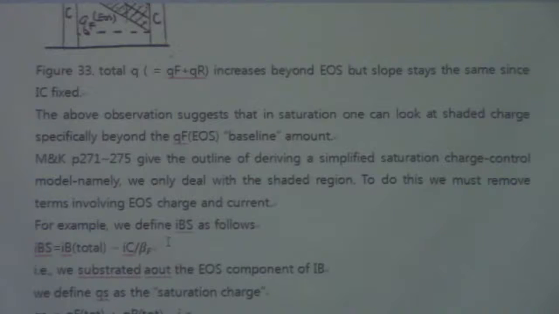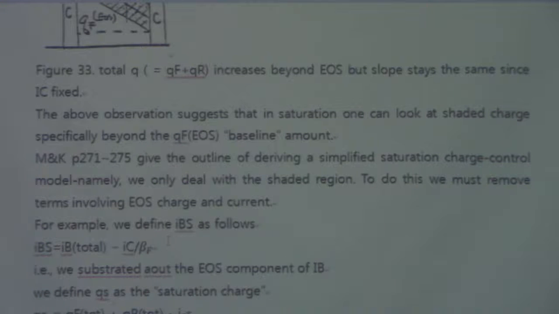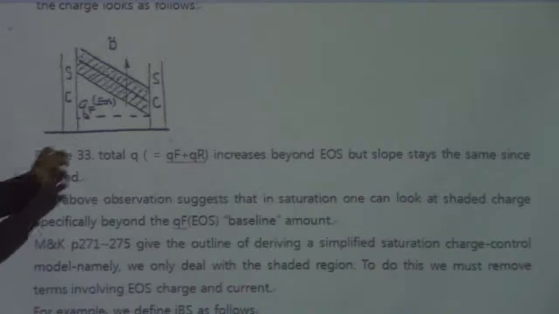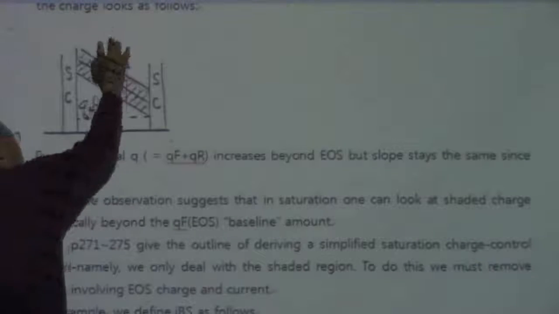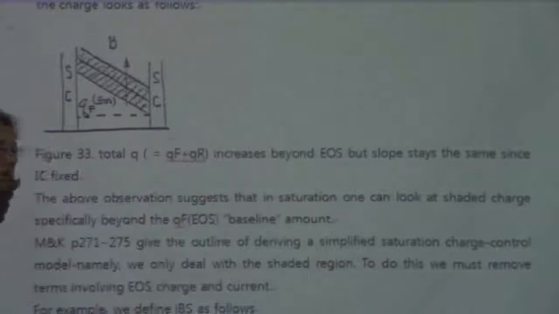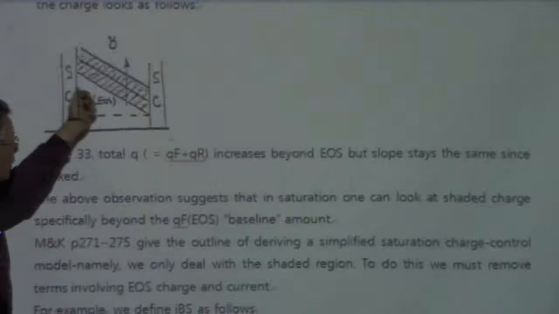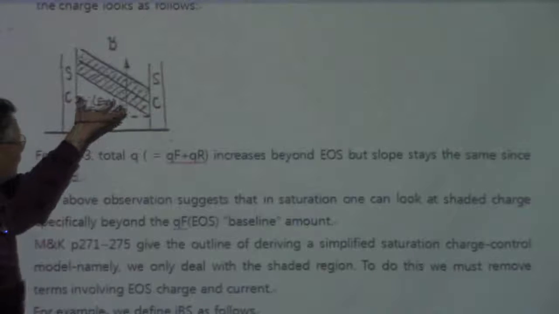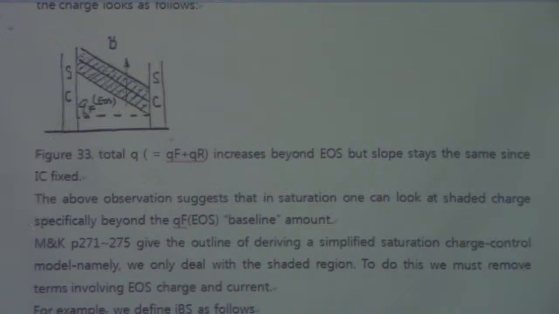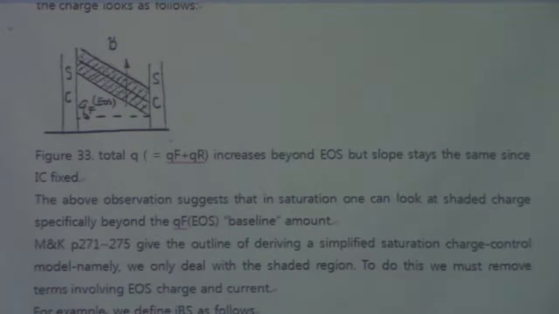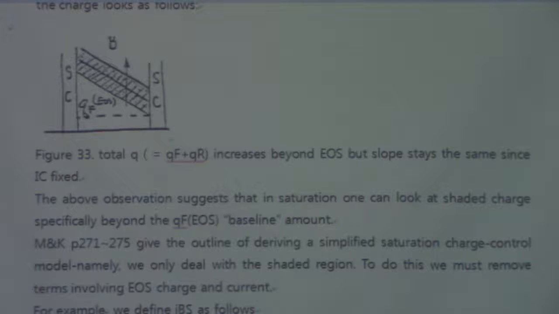Okay? So the above observation suggests that in saturation one can look at the shaded charges, specifically beyond the edge of the baseline. These charges, the increase in the charges QF like this, are not going to contribute anything to an increase in the current between the emitter and collector. So this saturation phenomenon is not good for the device functions. Well, if you work in the DC mode, no problem.